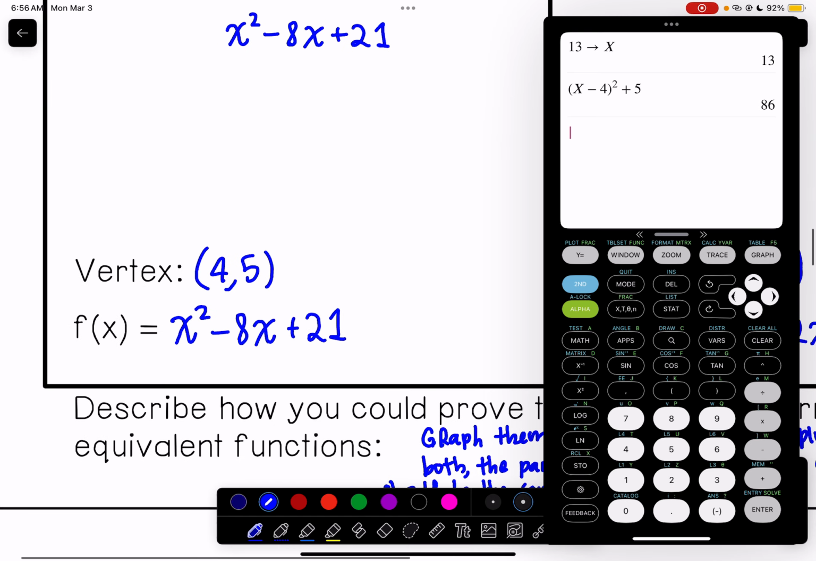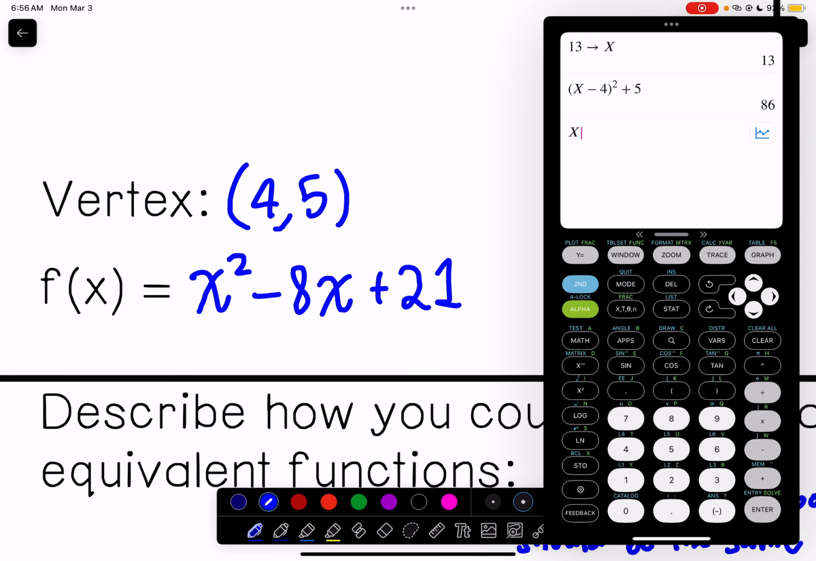And now my standard form was x squared minus 8x plus 21 also gets me 86.